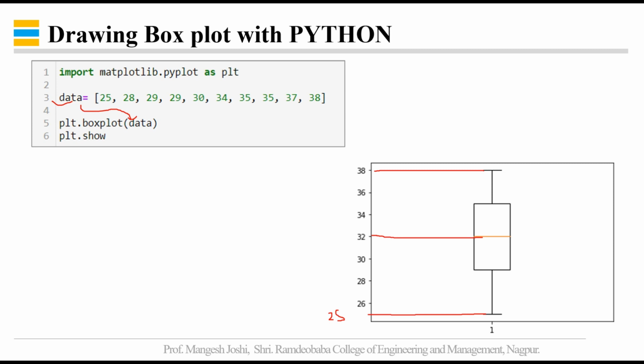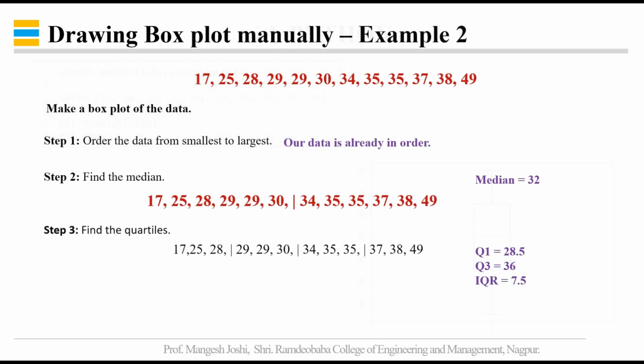So Python also gives you the box plot in vertical direction. We have seen the interquartile range is 6, that is from 29 to 35, right? So in this way we can plot this box plot with Python. So let us take one more example.